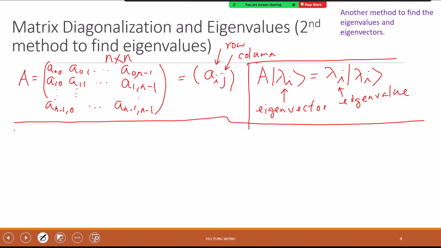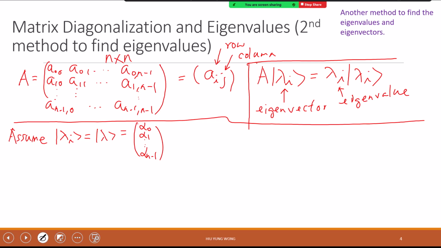We assume the eigenvector, and I just call the eigenvector lambda I. I just call it lambda I, so that you won't get confused with the labeling, right? Because it is okay if I call it something else, but it is a little bit confusing for some of you. So I call it lambda I, and I assume it has this vector alpha 0 all the way to alpha n minus 1.